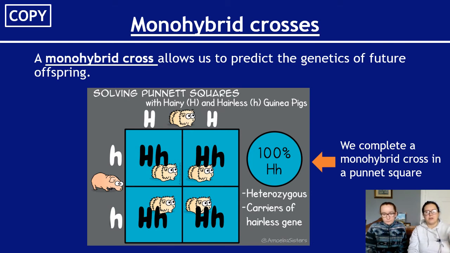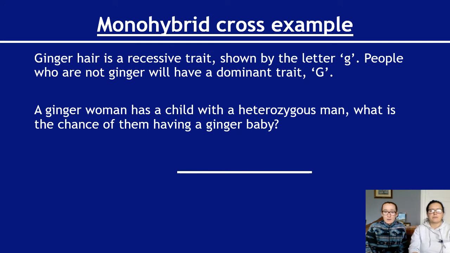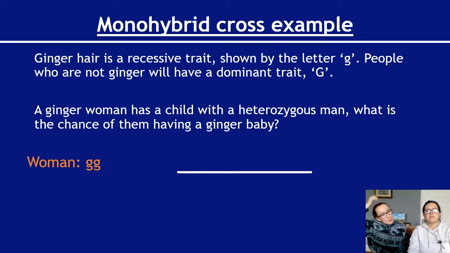Okay, we'll go into a little bit more detail of this, but you can replay that little section as many times as you need. Now, the best way to practice these is just by doing examples, with past papers being the key example. We're going to go through one more example here with you. It's using the best trait in the world, the ginger hair trait, which is a recessive one.